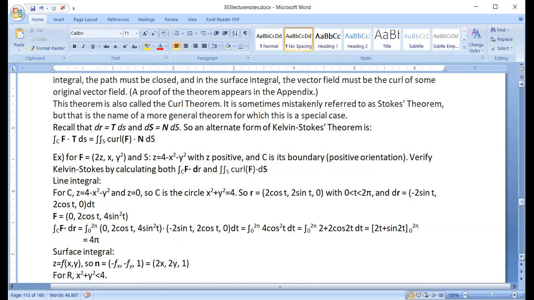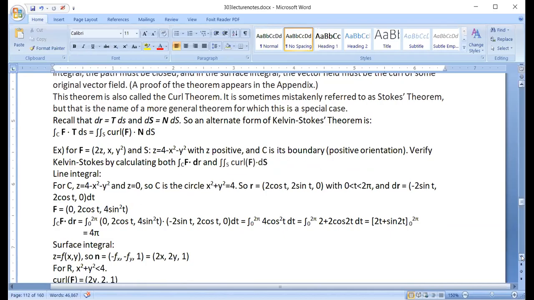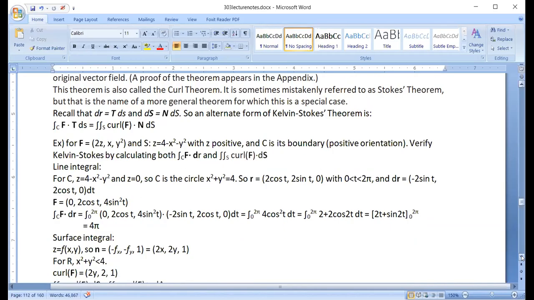And the vector field is essentially already parameterized in terms of x and y. We just need to substitute for z. And further, just thinking about what the shape could be, we already know that the boundary is x squared plus y squared equals 4, so the region is inside that. And for the Kelvin-Stokes theorem, we don't need the vector field itself, but what we need is the curl. So if you calculate the curl of the vector field, you get 2y, comma, 2, comma, 1.